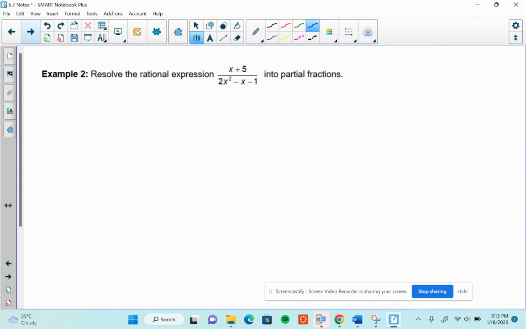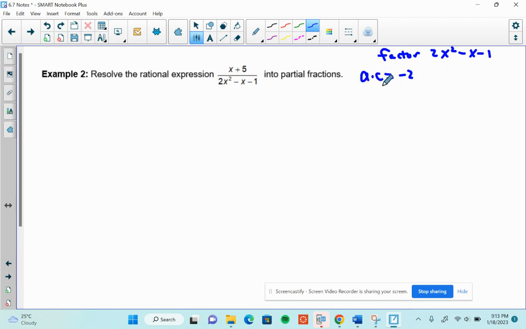Example 2, resolve the rational expression into partial fractions. Well, what you first have to do is factor the denominator. Okay, so if you've forgotten how to factor, I'm going to go through this really fast. And if you remember how to factor, just do the factoring and skip this part. So we look for a GCF, doesn't exist, or it's 1, I should say. The GCF is 1. We do a times c.